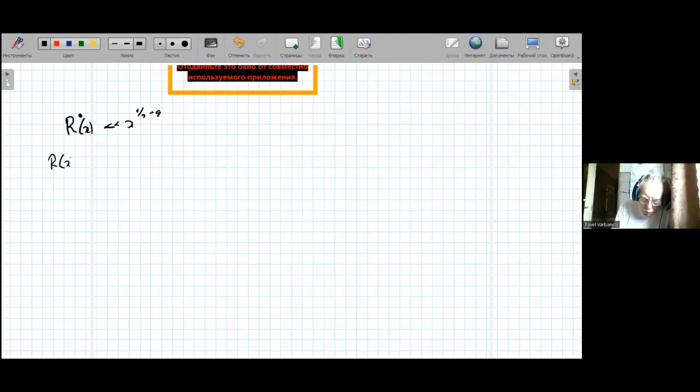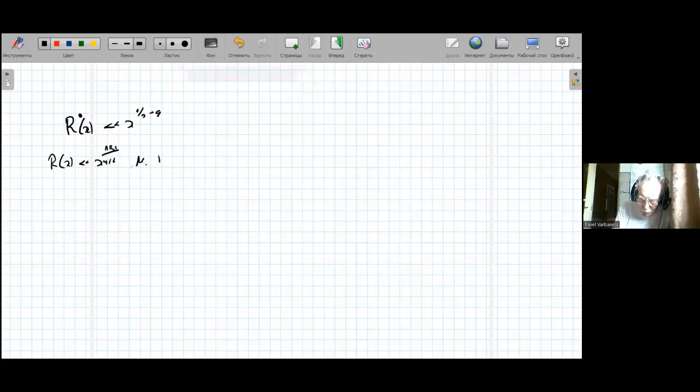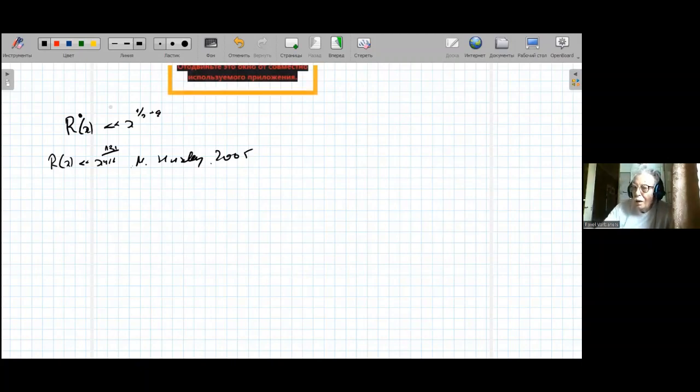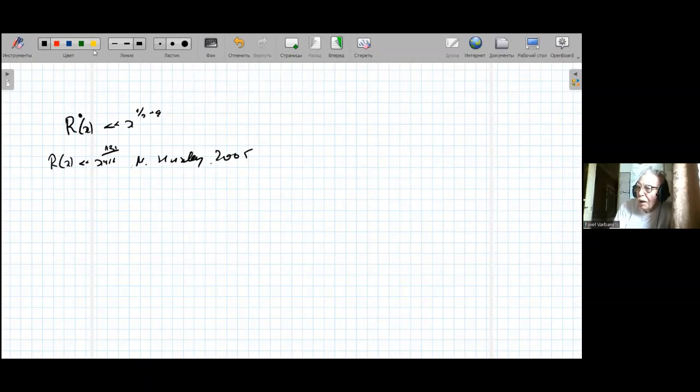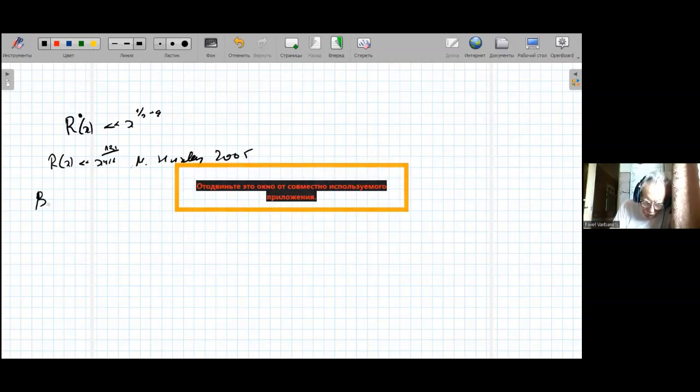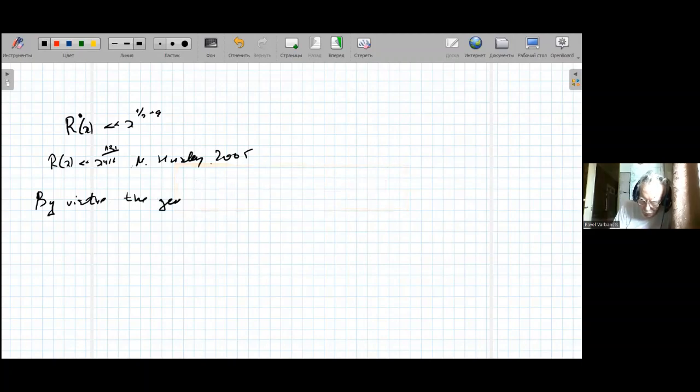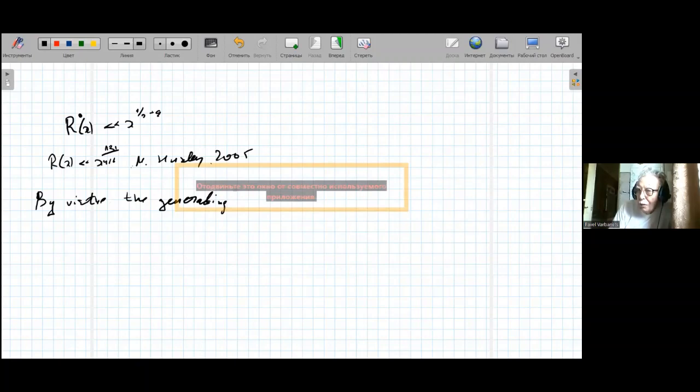The error term was improved by Martin Huxley by virtue of the generating Dirichlet series zeta squared of s, where zeta of s is the Riemann zeta function.